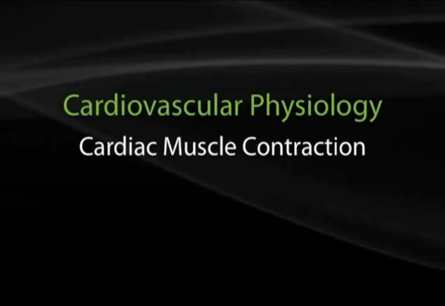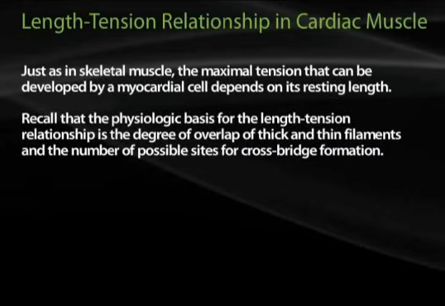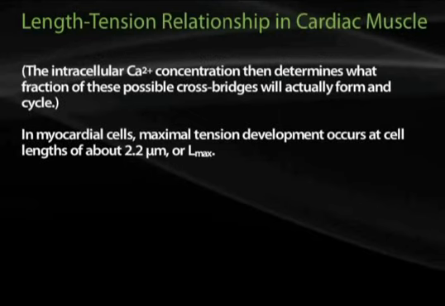This is part 2 of 4 in the section on cardiac muscle contraction. Just as in skeletal muscle, the maximal tension that can be developed by a myocardial cell depends on its resting length. Recall that the physiologic basis for the length-tension relationship is the degree of overlap of thick and thin filaments and the number of possible sites for cross-bridge formation. The intracellular calcium concentration then determines what fraction of these possible cross-bridges will actually form and cycle.